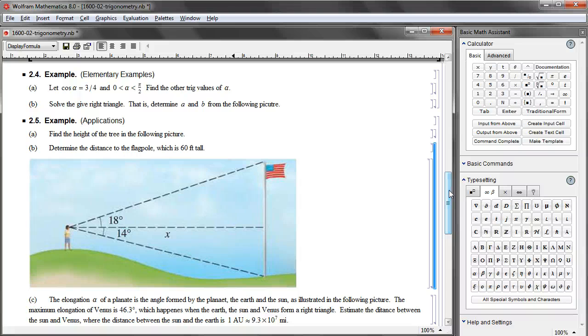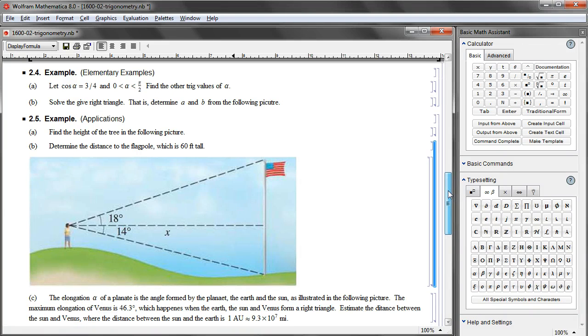Okay, let's move on to the next problem. Again, I took this problem from our textbook. And this problem is a little bit more interesting in that we don't have just one right triangle, but we have two. The height of this flagpole is 60 feet, but it is not a side of one right triangle because, you see, add up those two angles and we have 32 degrees, and that big triangle is not a right triangle, so we cannot really use trigonometry directly.